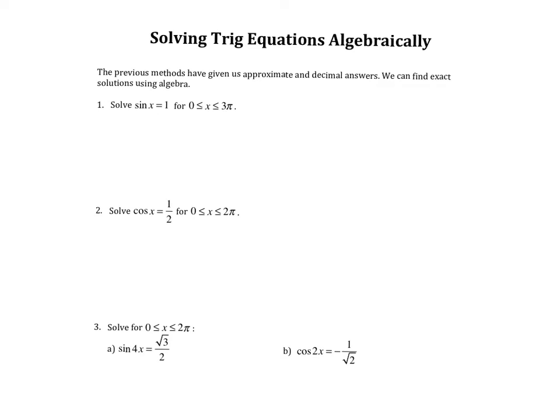So previous methods like solving trig equations graphically give us approximate or decimal answers, but we can find exact answers using algebra and also using the exact triangles and the unit circle. Okay, so first, if we consider the exact ratio triangles.